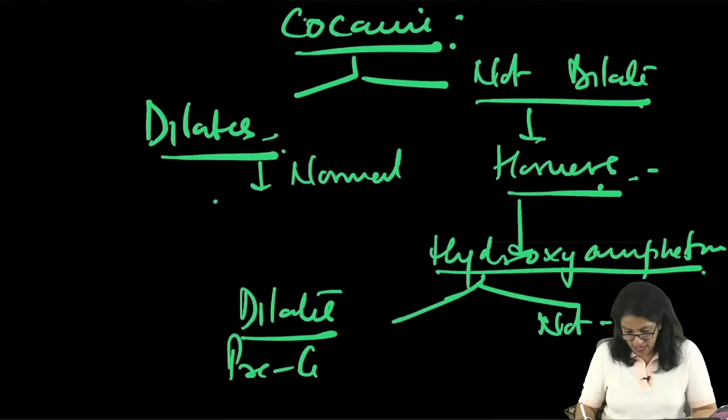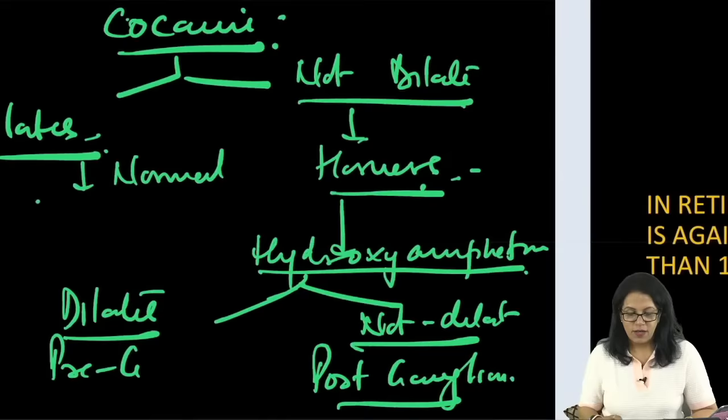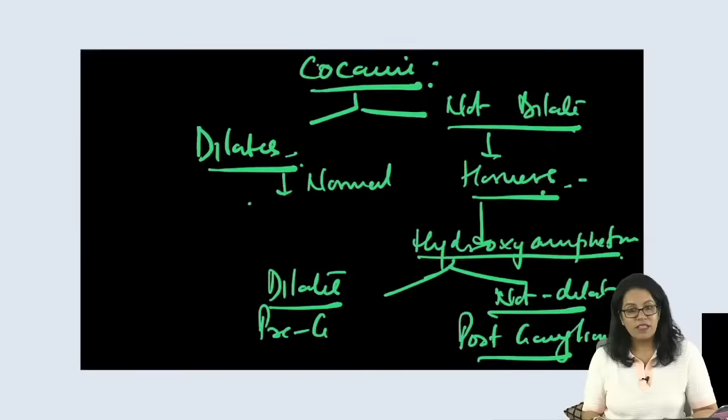postganglionic lesion. Just remember this much. This much you should remember. Not much will be asked. This much you should know for Horner's. Simple. I'm not complicating it too much.